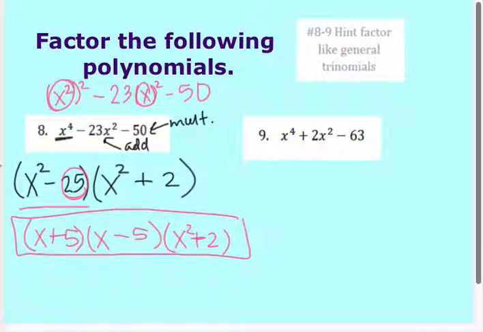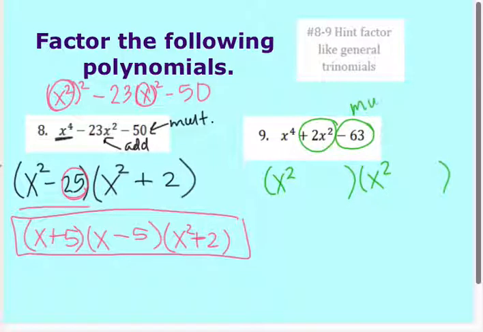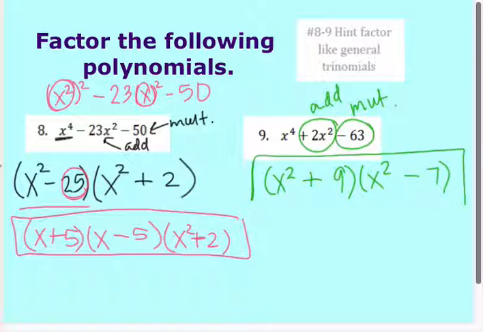Number 9, same idea. So it's an x to the 4th, so I'm just going to think about it as having an x squared term in the front. And so I say, what multiplies to negative 63, but adds to 2? Well, 63 right away, I think of it as 9 times 7. Could they have one of those add to 2? Well, if I have a positive 9 minus 7, yes, it would. Then I look, is there any difference of perfect squares or anything else I can factor? This is an addition sign, x squared plus 9, so that will not factor anymore, and 7 is not a perfect square, so we are done.